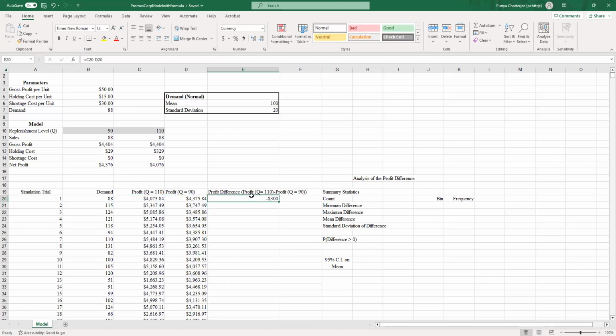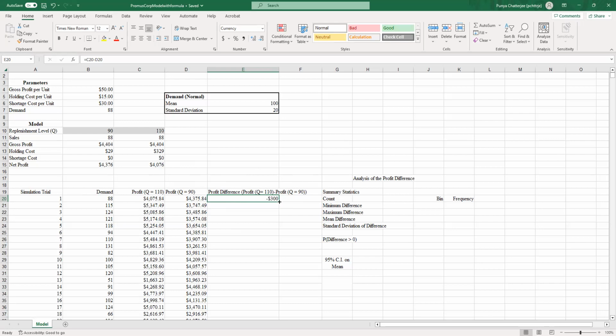So, for example, in this instance, you are getting $4,075.84 if you replenish 110 units. However, if you replenish 90 units, then you're going to get $300 more. So in this instance, replenishing 90 looks better than replenishing 110 because there will be a higher profit, right? So in other words, if your difference is negative, that means that replenishing 90 is better, just based on this formula, because you're doing profit for 110 minus profit for 90. And if this difference is positive, then 110 is better.